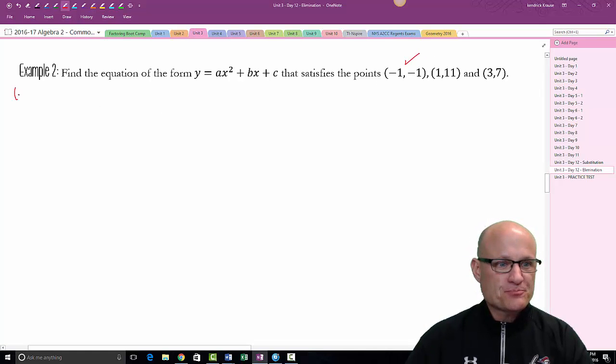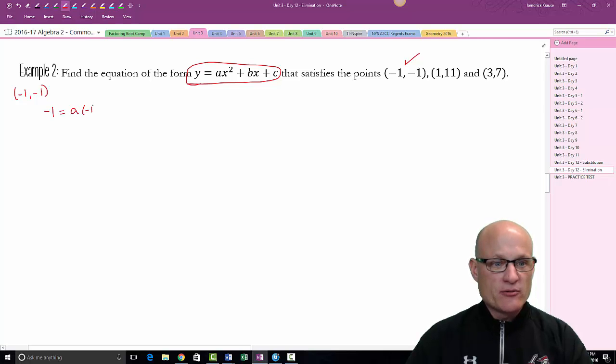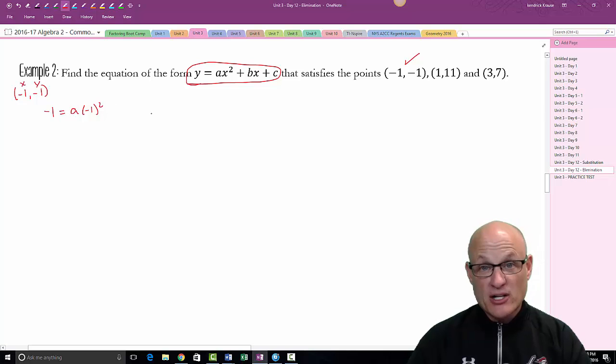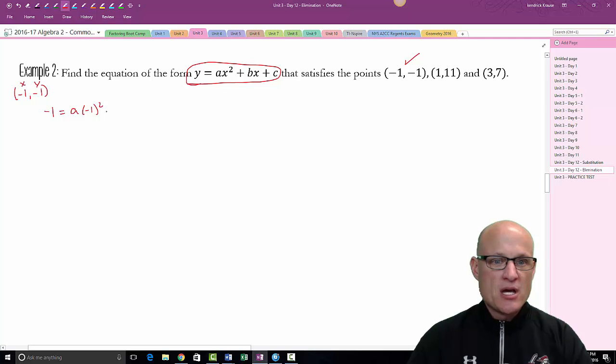Let's work with this point, -1, -1. You probably still need my help. So we're still going to use this equation, the general form of a quadratic. We're going to say -1, that's the y value, is equal to A times -1 squared. Remember, this is my x and this is my y, so I'm going to plug those in for x and y.